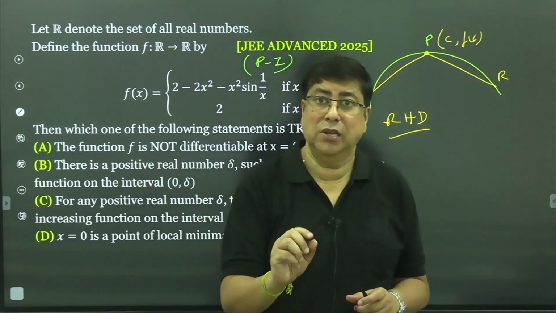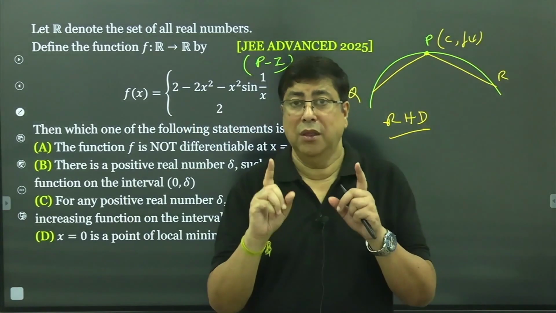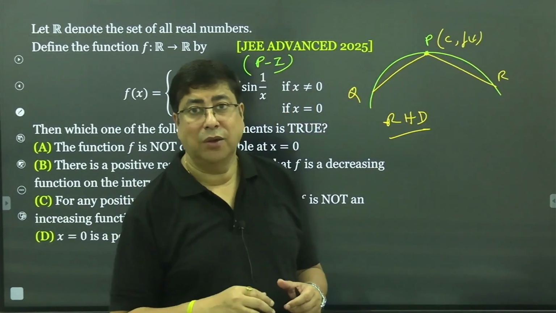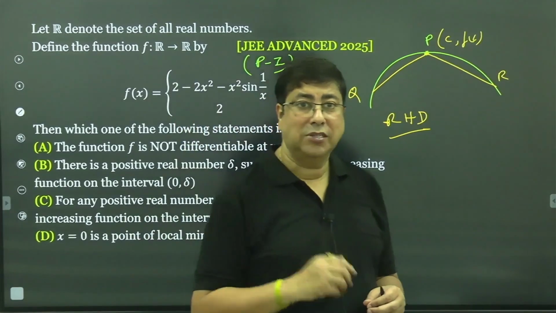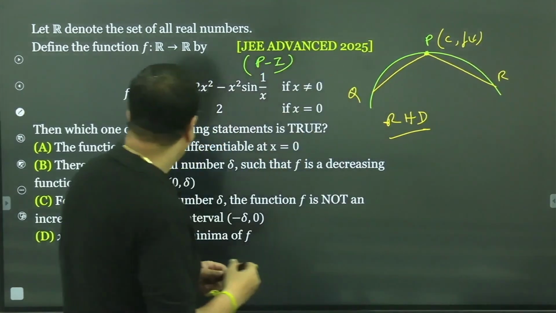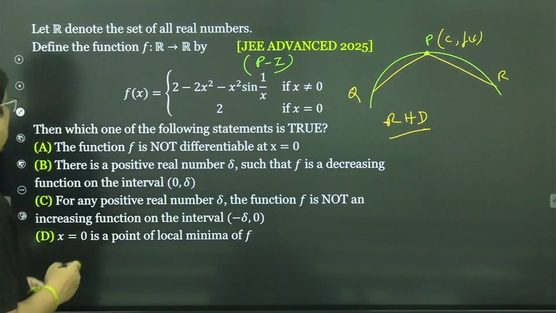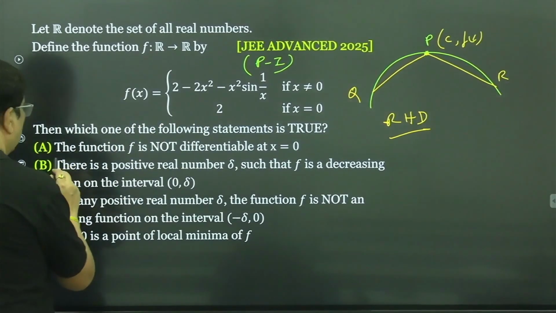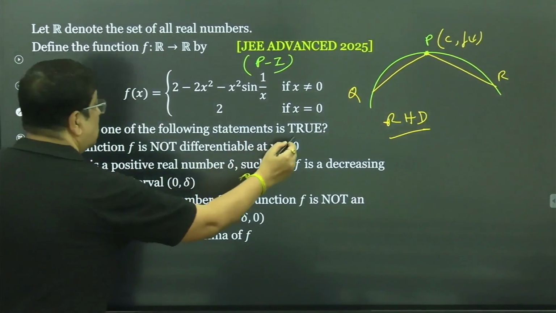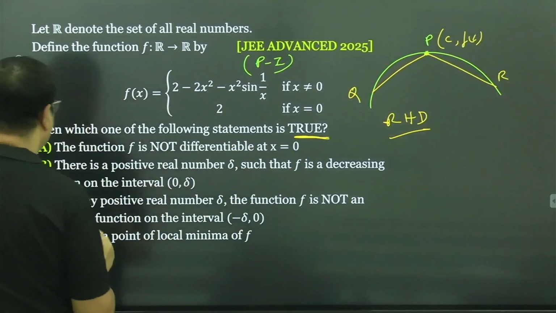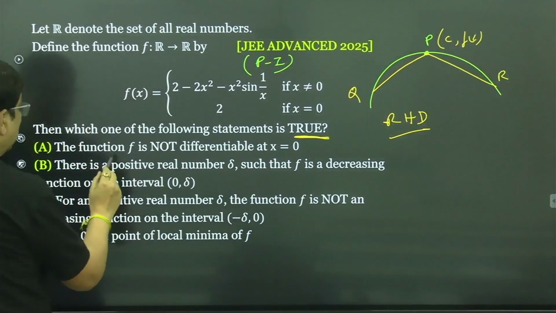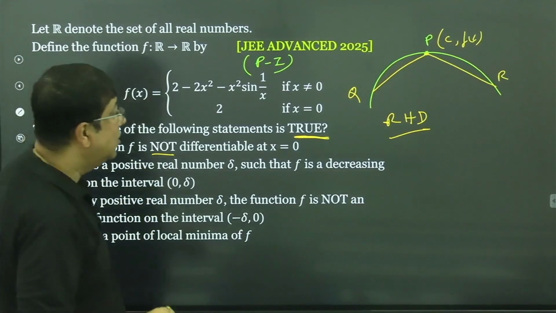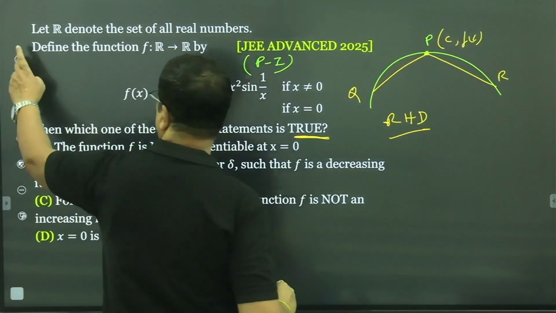But for differentiability, being continuous is the first criterion. Otherwise, there is no chance of differentiability here. So let's come back to the point. In this case, the question is given, and we have to find which option is true. The function f(x) is not differentiable at x equal to 0. So in this case, let's see one thing.